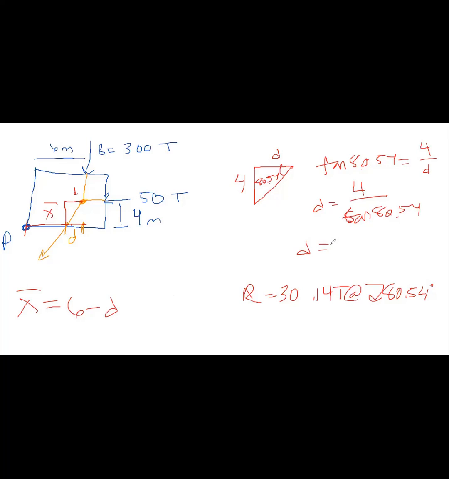Hold on, I can't have done that right. There we go. That's more like it. 0.67 for D. So X bar equals 6 minus 0.67, 5.33 meters. That's the distance that the resultant crosses away from point P. So, anybody have any questions there?